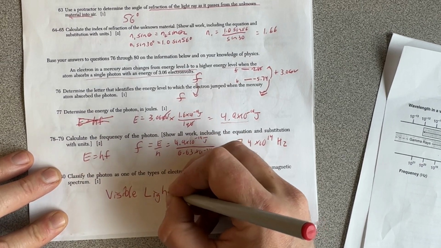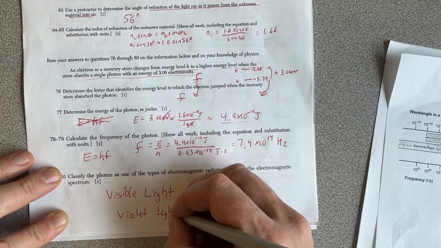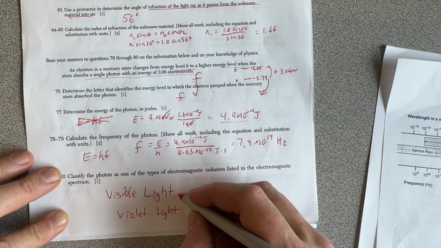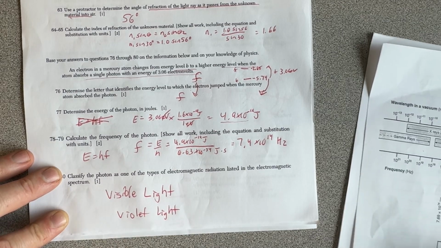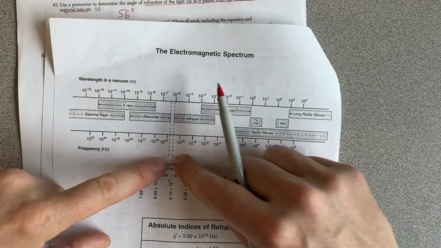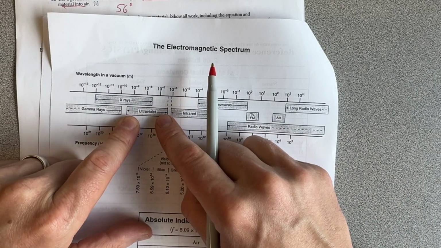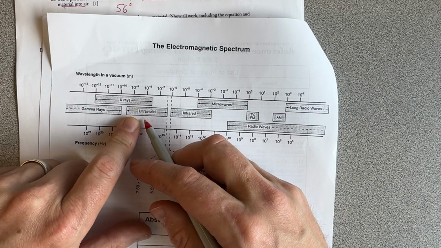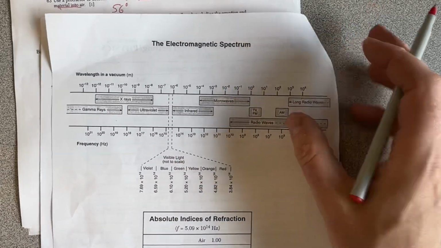You could say violet light. You can't just say light. You could say violet light, visible light. I would leave off the color because just in case you did the math slightly wrong, I would just say visible light. That's the category, visible light. These are more specific, right? There's different versions of ultraviolet. Every one of these has different subclassifications. So these are the general ranges. Visible light is the general range. You don't need to go any farther than that.